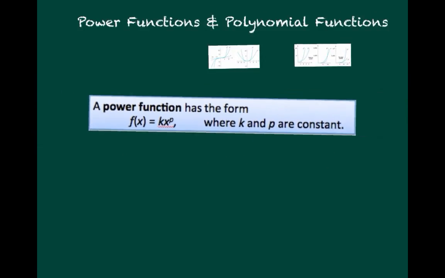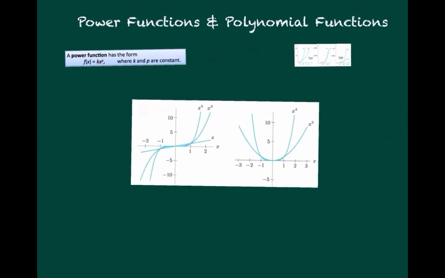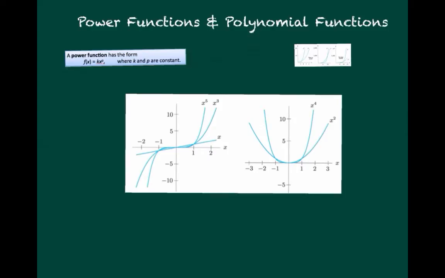Okay, now let's take a look at what these things look like. Power functions come in two main varieties. We have odd power functions and even power functions. Now that is very analogous to the discussion of symmetry. Odd power functions are going to have an odd exponent, and they are going to be symmetrical about the origin. You'll notice that as the exponent gets larger, they grow faster. So x to the 5th is going to grow more quickly than x to the 3rd.